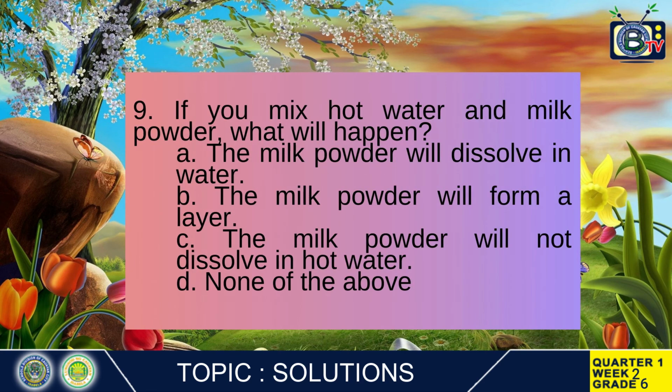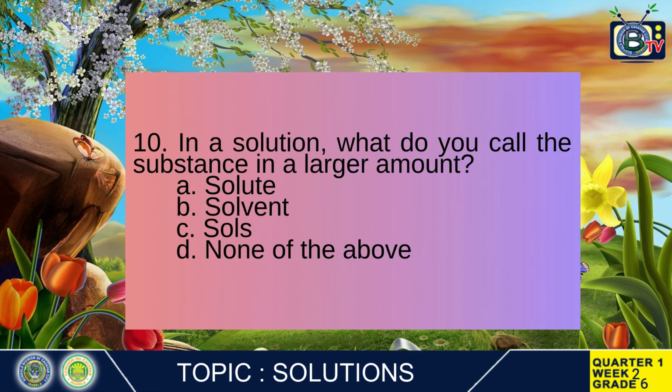Number 9. If you mix hot water and milk powder, what will happen? A. The milk powder will dissolve in water. B. The milk powder will form a layer. C. The milk powder will not dissolve in hot water. D. None of the above. Number 10. In a solution, what do you call the substance in a larger amount? A. Solute, B. Solvent, C. Salts, D. None of the above.